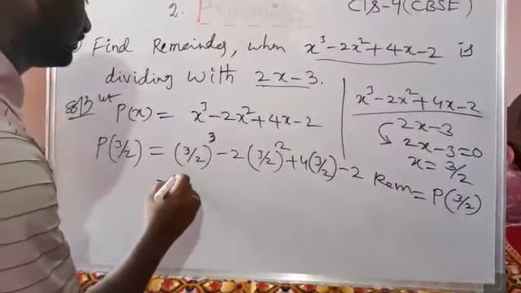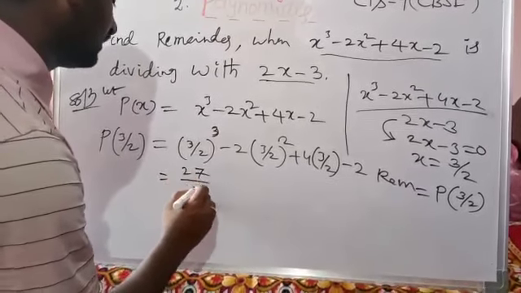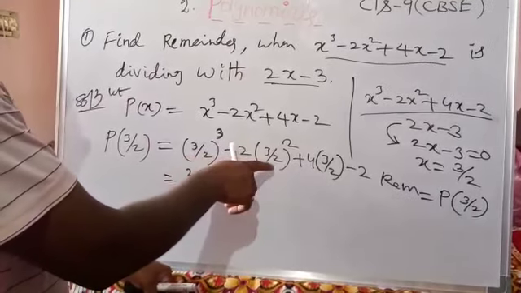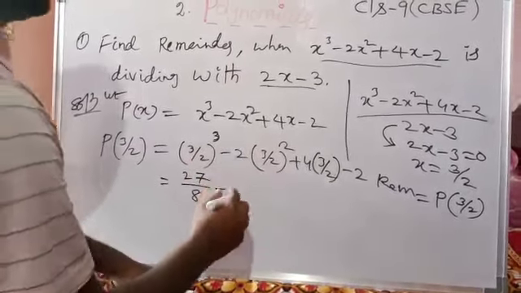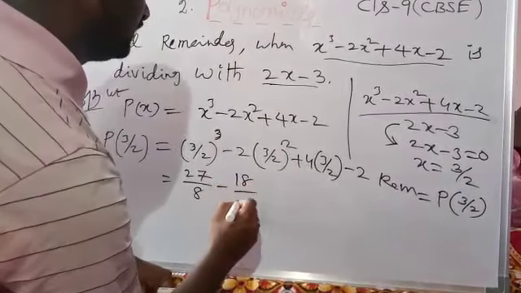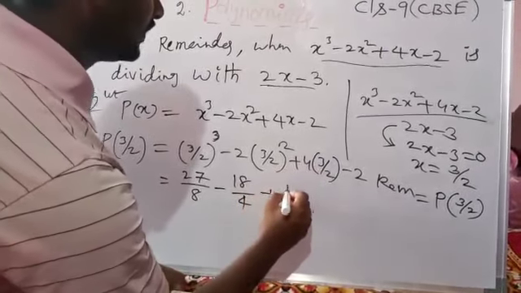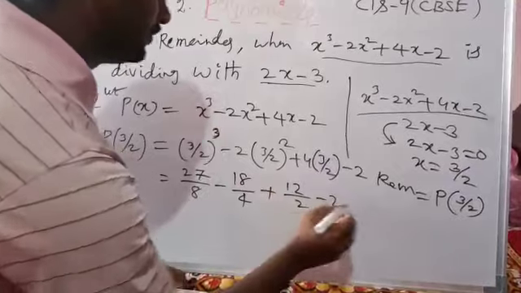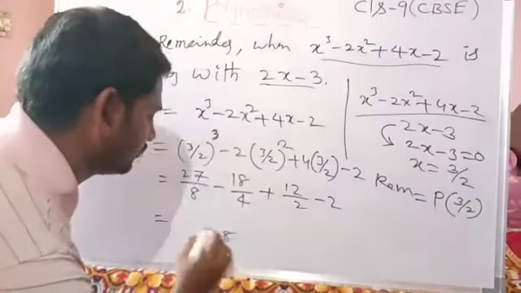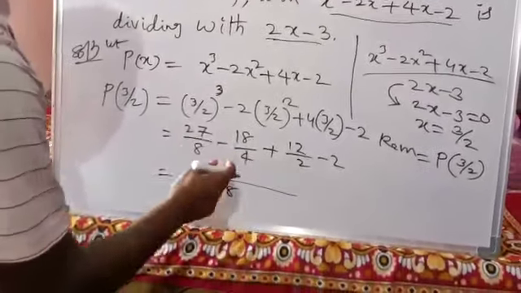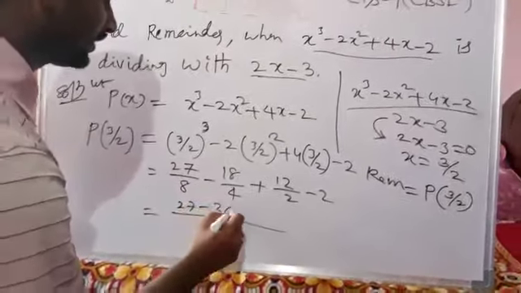So the value is 27 by 8 minus, this value is 3 square is 9, 2 square is 4, and 9 2s are 18 by 4. Okay, students. Then 4 3s are 12 by 2 by 2. This is equal to, here 8 is the LCM, and 27 minus 4 how many times? 2 times. 2 into 18 is 36.